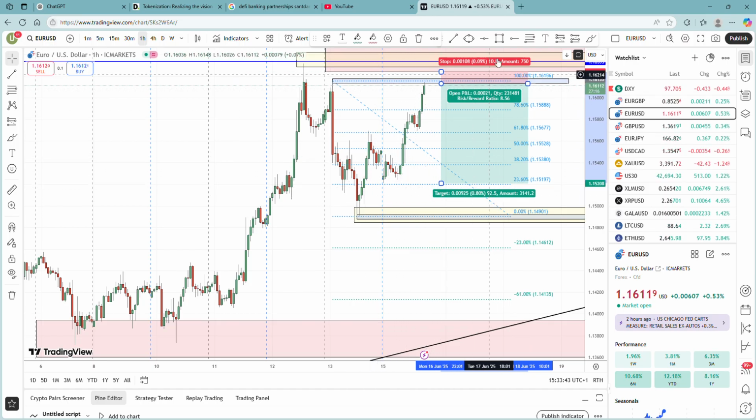So if you're trading £1 a pip, you're risking £100 to win £920. And if you're trading £10 a pip, you're risking £1,000 to make £9,200. So that is my risk to reward ratio done.